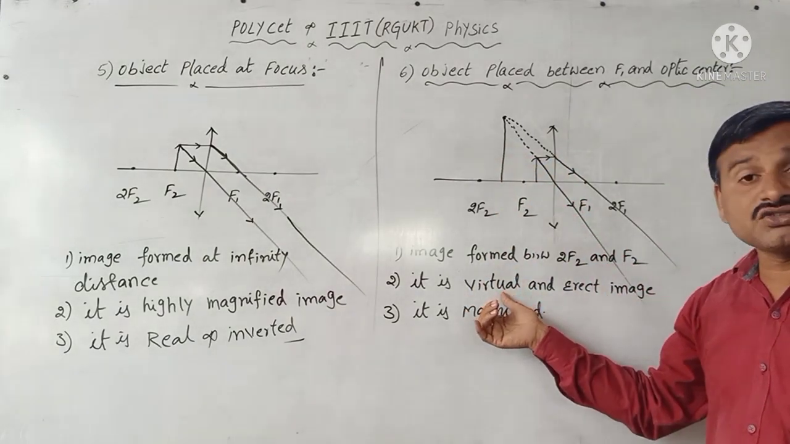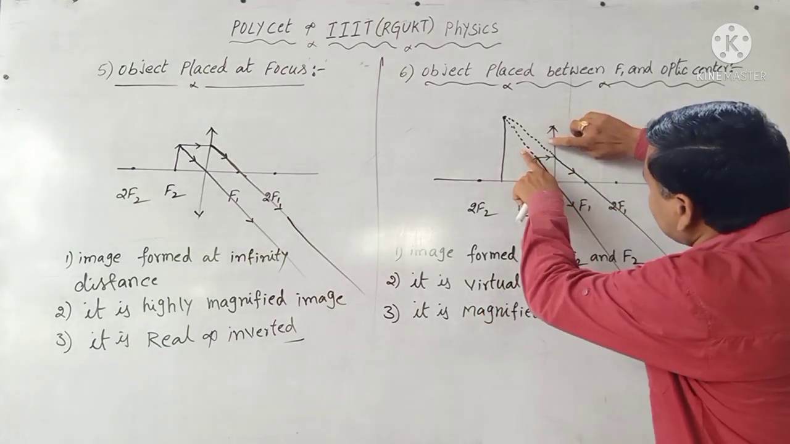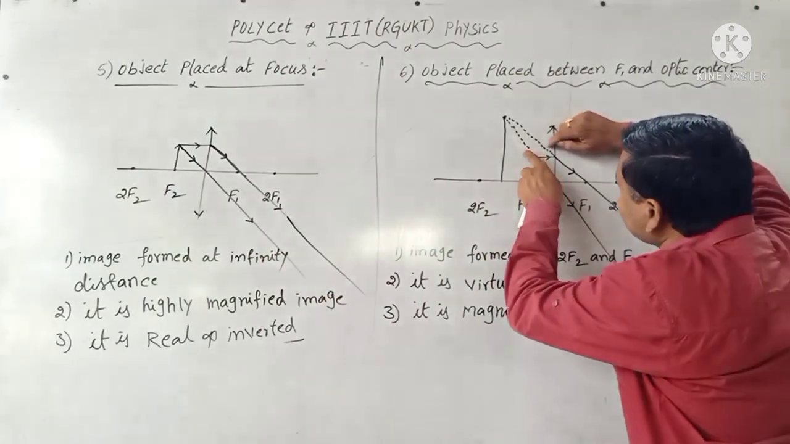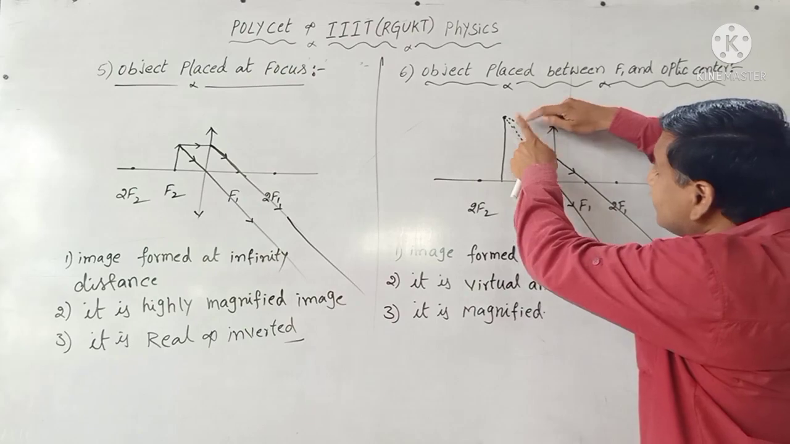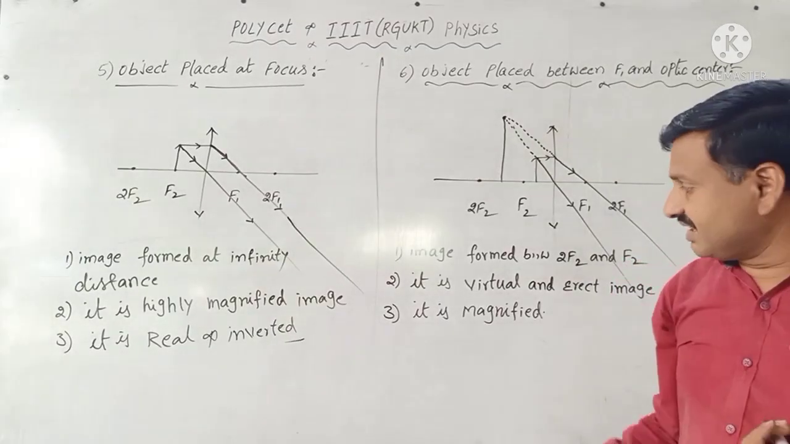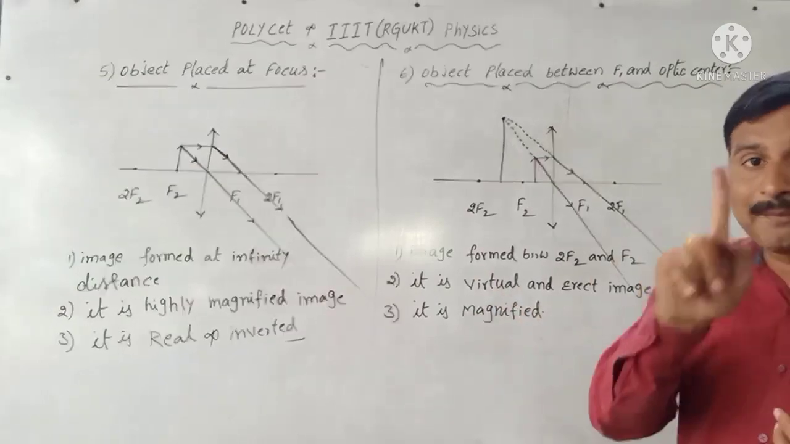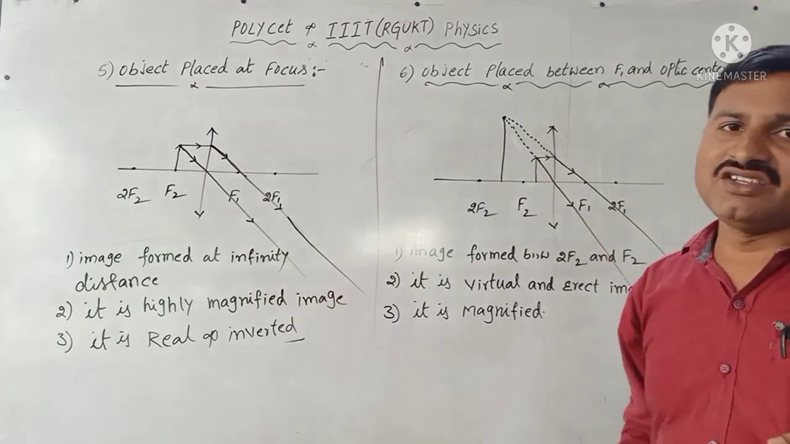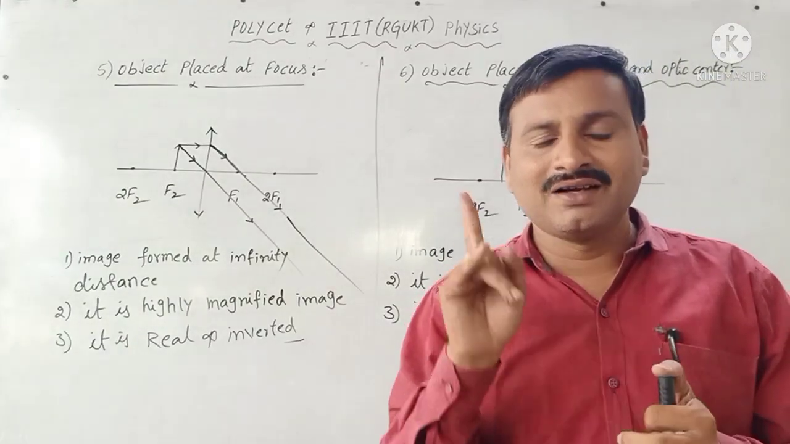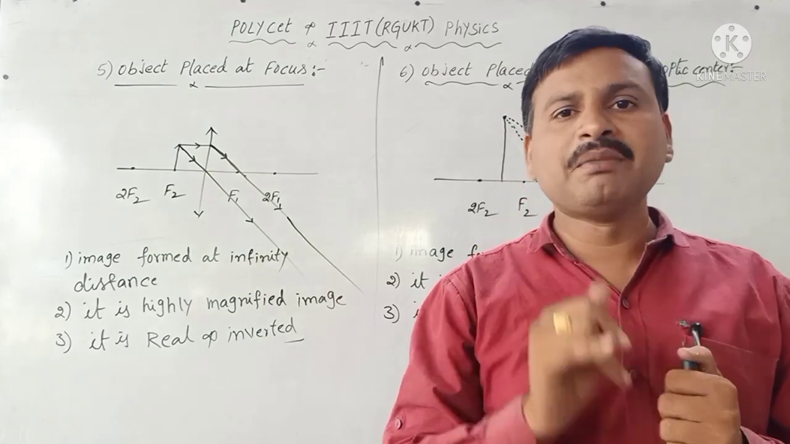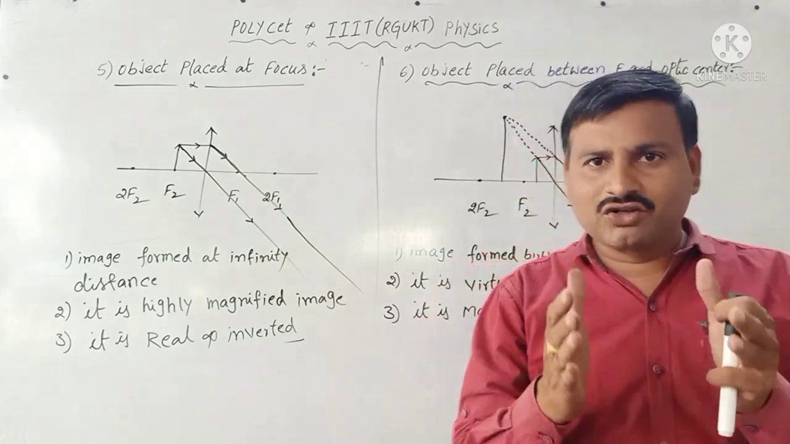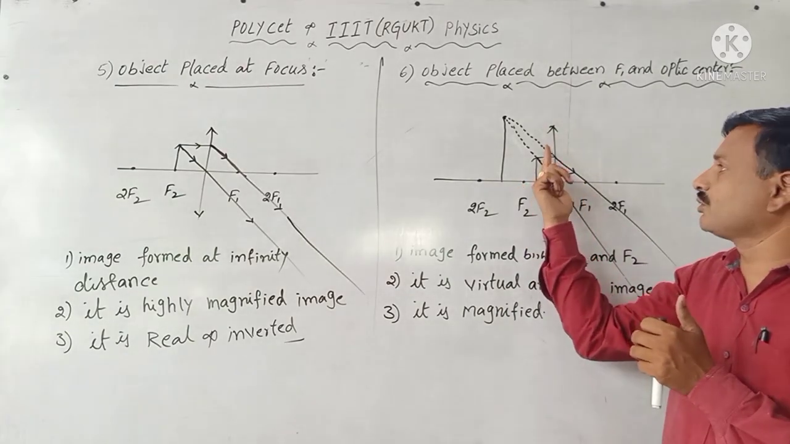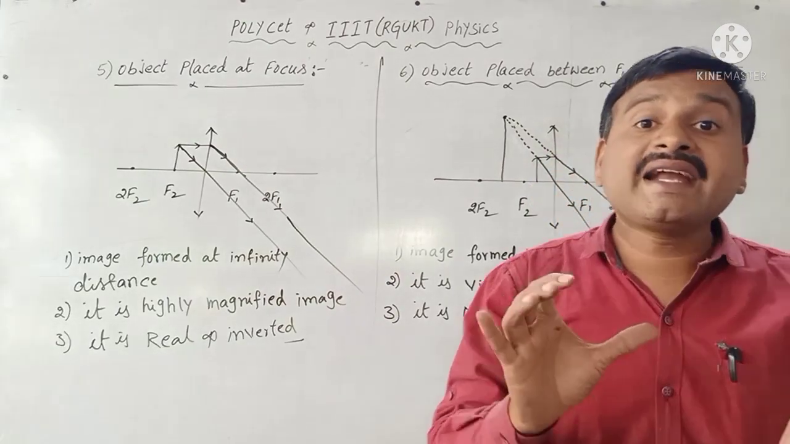What is virtual? Virtual means the extended light rays meet at a point, and that type of image is known as the virtual image. Virtual means upright, straight image. Virtual and erect images are formed here. This principle is used in the microscope. When the object is placed between focus and optic center, you get a magnified image.